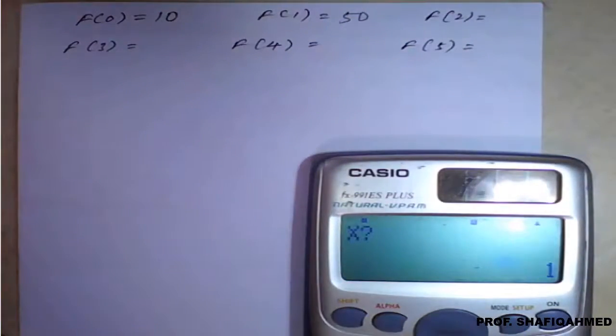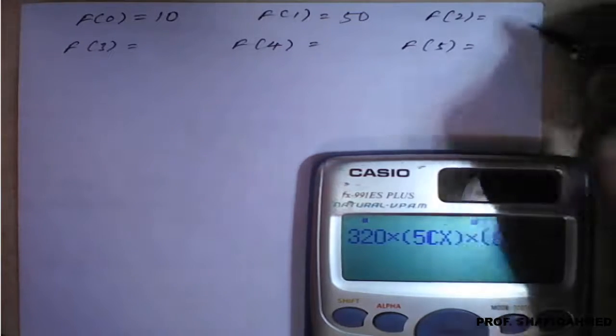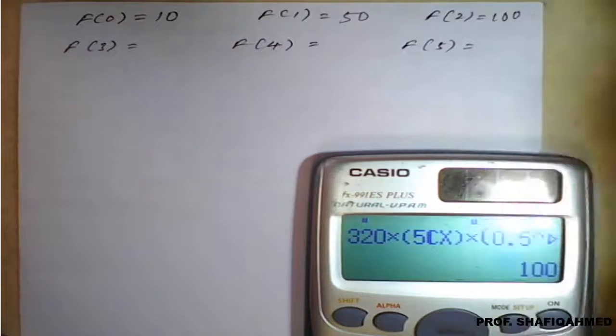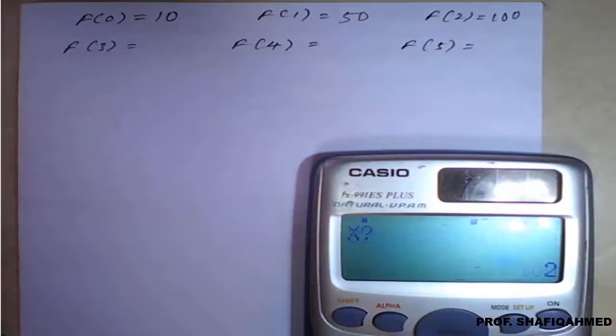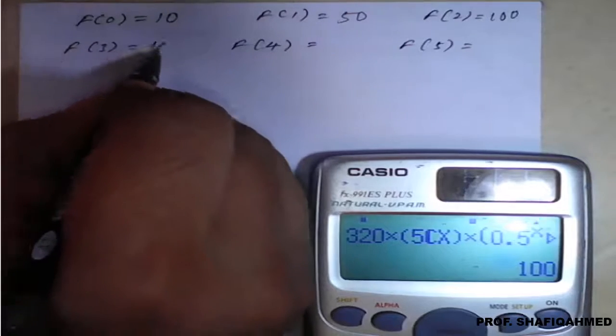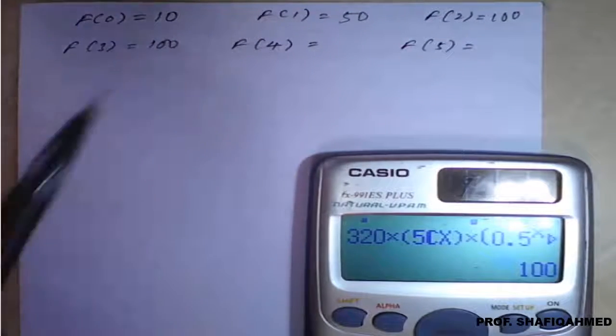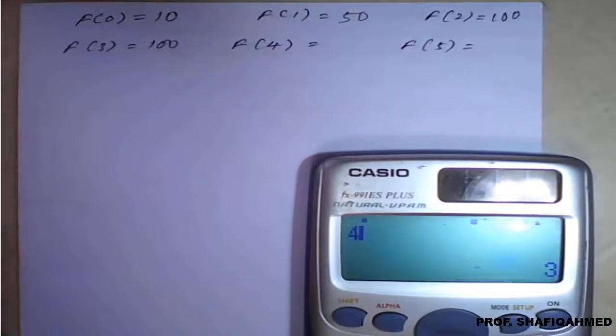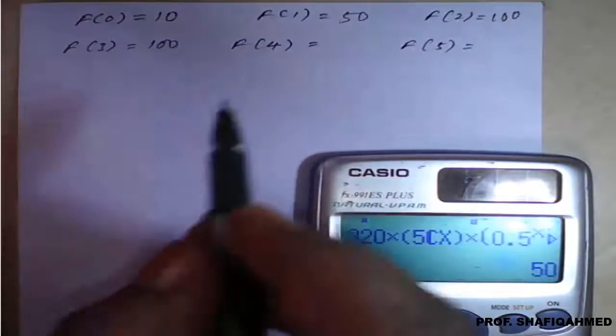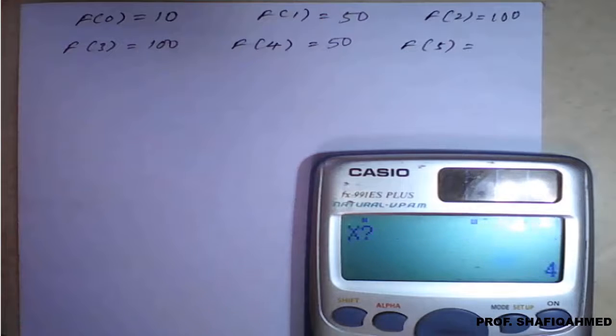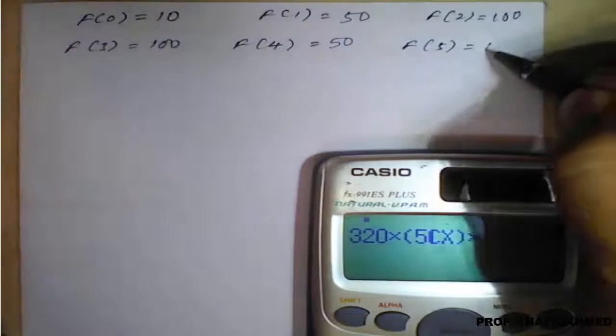Then when x is equal to 2, the answer is 100. When x is equal to 3, the result is again 100. Then when x is equal to 4, the result is 50. When x is equal to 5, the result is 10.